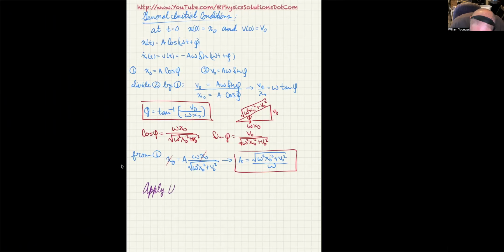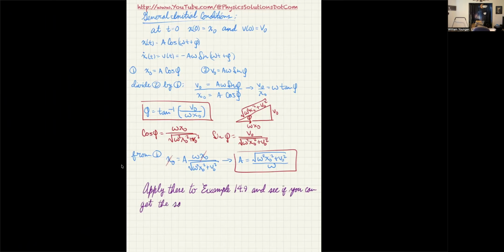Apply these to example 14.9 and see if you can get the same results.